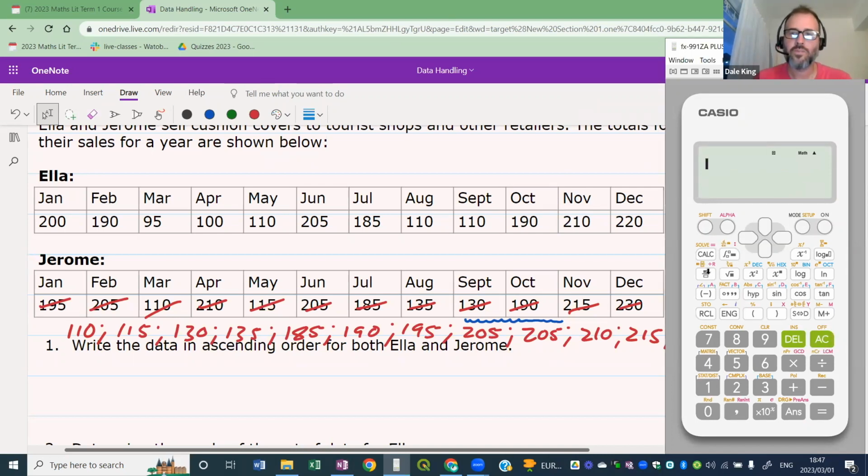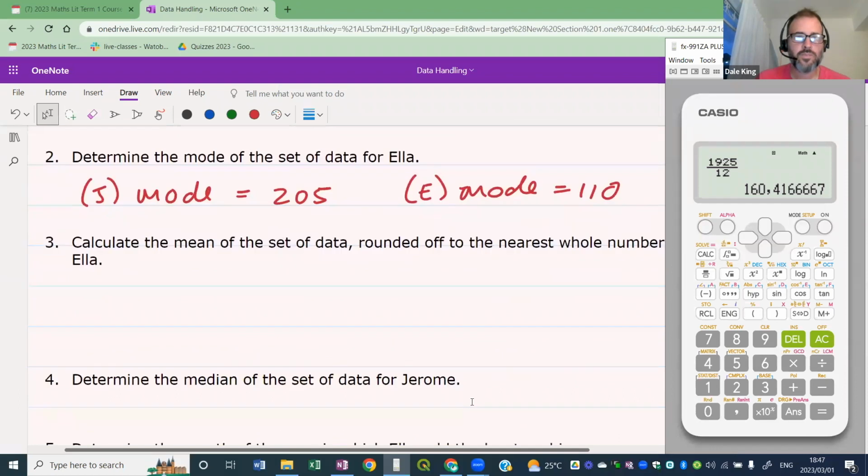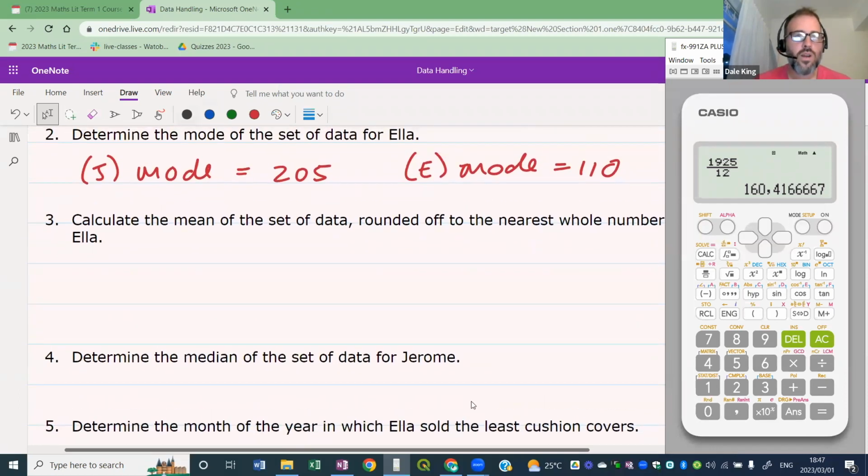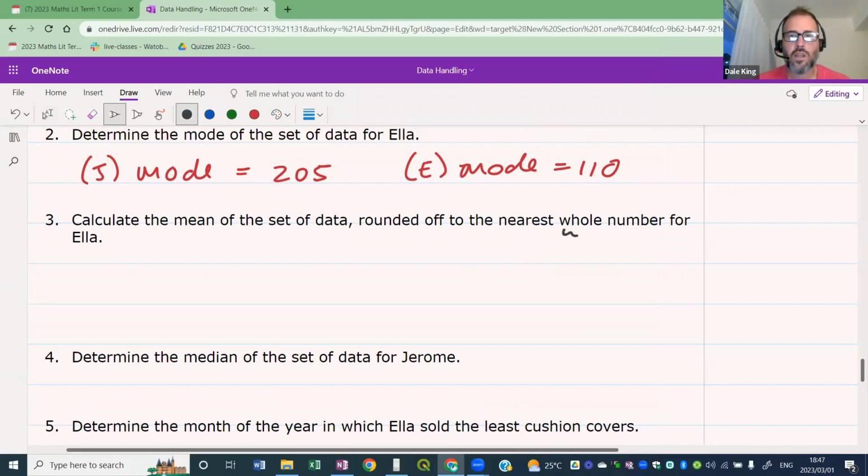So 1925, 12 divided by 12. Okay, 160.42. Right, so let's write the sum out. And they want us to round to a whole number here. You see that? They're trying to be tricky here. Okay, so the mean is equal to 1925.